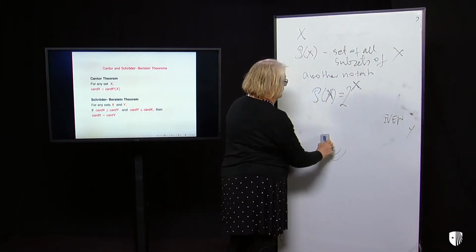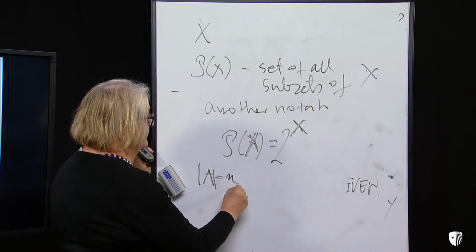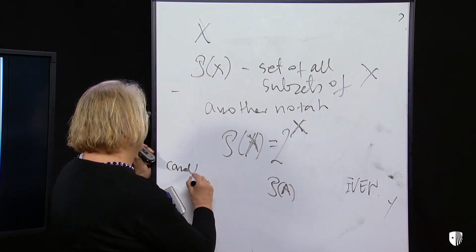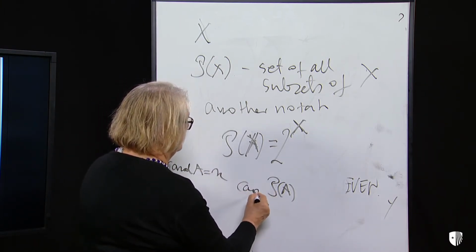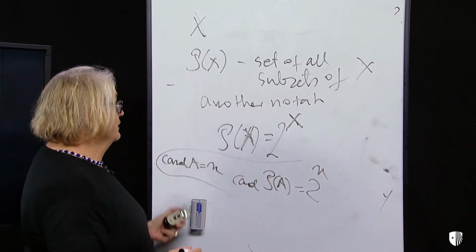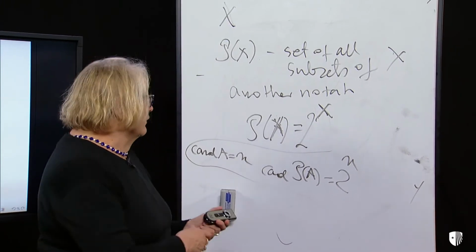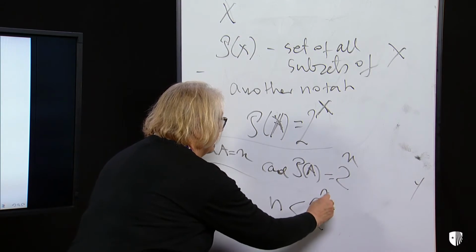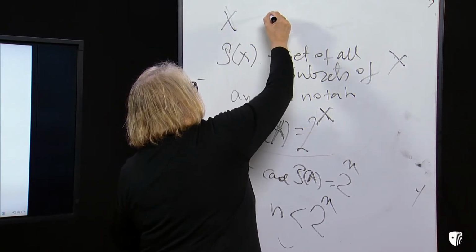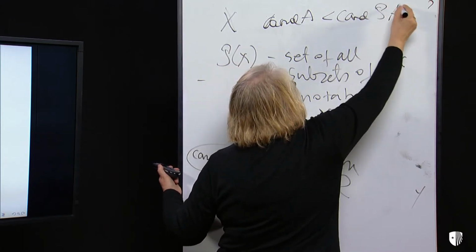Of course, that we know for the finite sets. If A is finite, and you have the set of all subsets of A, let's say the cardinality of A equals n, so the cardinality of the set of all subsets of A is 2 to the power n. So if you have a set of n elements, the set of all subsets has 2 to the power n. You prove it by mathematical induction. And of course, you also prove that n is less than 2 to the power n. So for the finite sets, this is a proof that the cardinality of A is less than the cardinality of P(A).